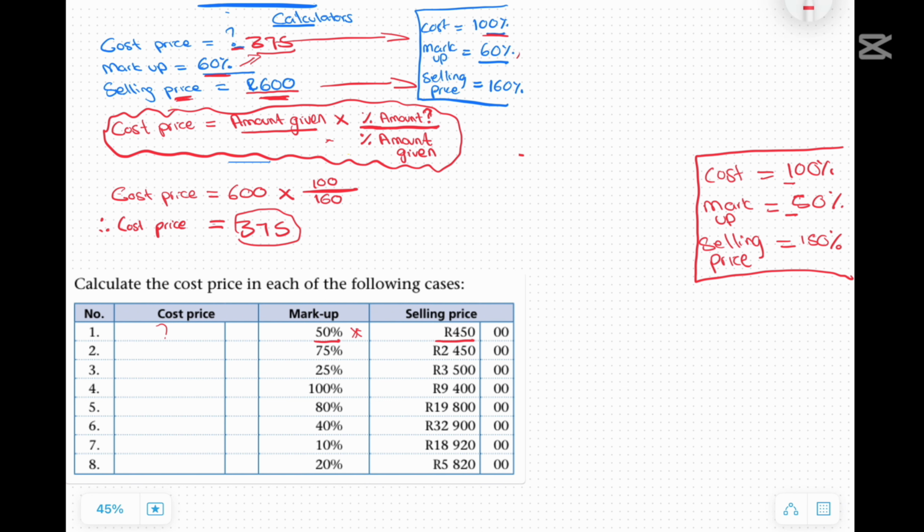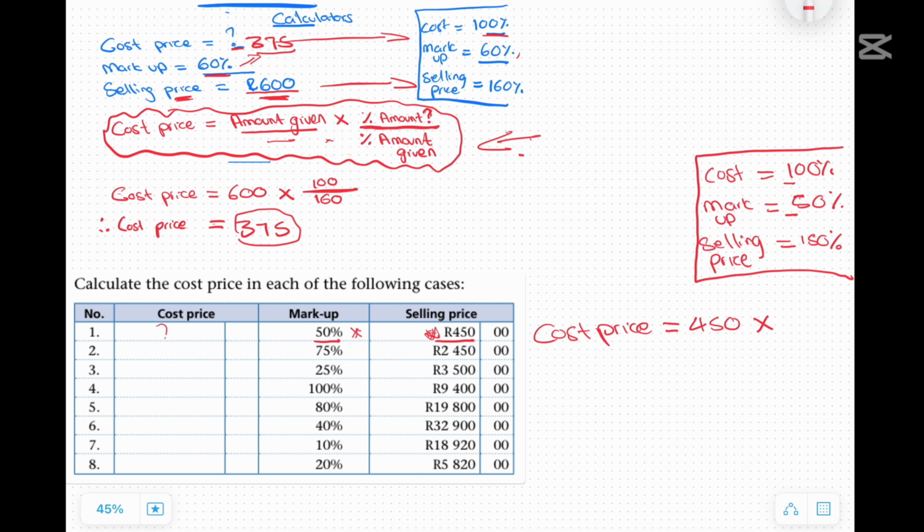Okay, so now let's use our formula. This is our formula. Do not forget this formula, please. So it says cost price equals to amount given times percentage of the amount you're looking for, or the missing amount, divide by the percentage of the amount that is given. Okay, so now let's use our formula to try and find this cost price. So cost price equals to amount given. Which amount has been given to us? It's the selling price of 450.